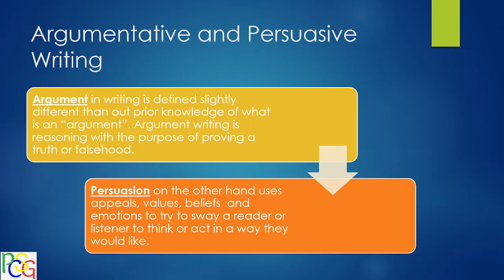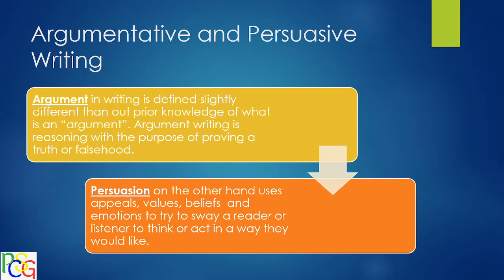But argument writing is defined a little differently than what we know an argument to be. When we think arguing, we think raising of voices, hand gestures. We might even think violence, because of the day and age we live in. Arguments usually lead to violence. But argument writing is reasoning with a purpose of proving a truth or falsehood.